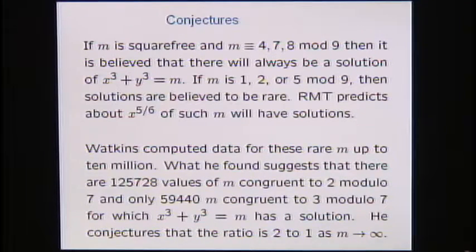Basically, let's just suppose m is square free, so we don't have to worry about it. And we want to know if m is a sum of two rational cubes. Well, it's believed that if m is congruent to 4, 7, or 8 mod 9, then it should always be. Okay, so that should always work. Whereas if m is 1, 2, or 5 mod 9, then every once in a while it works, but it's actually rare. Okay? And so we want to actually focus on square free m's congruent to 1, 2, and 5 mod 9. So the rare case, and hope that random matrix theory says something about that.